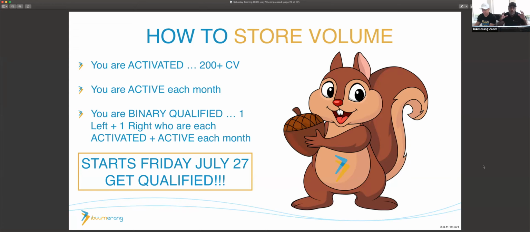Everybody say all, okay? All right, now, how you like this squirrel? This is ibüümer squirrel. He stores volume because he's qualified.